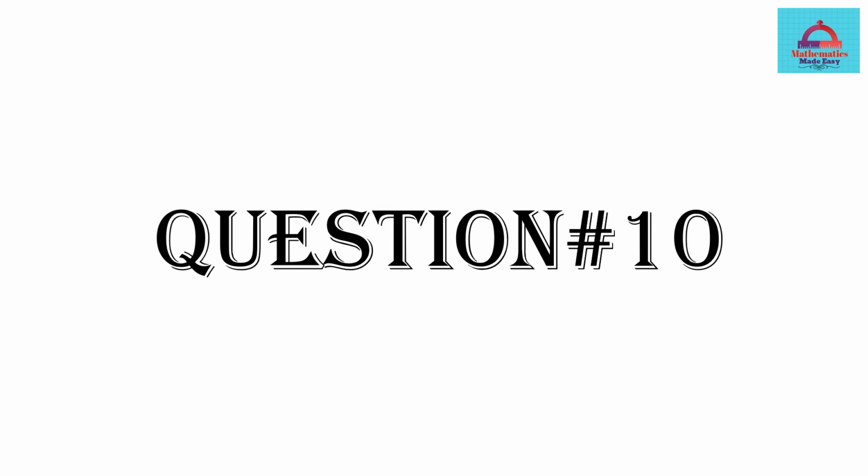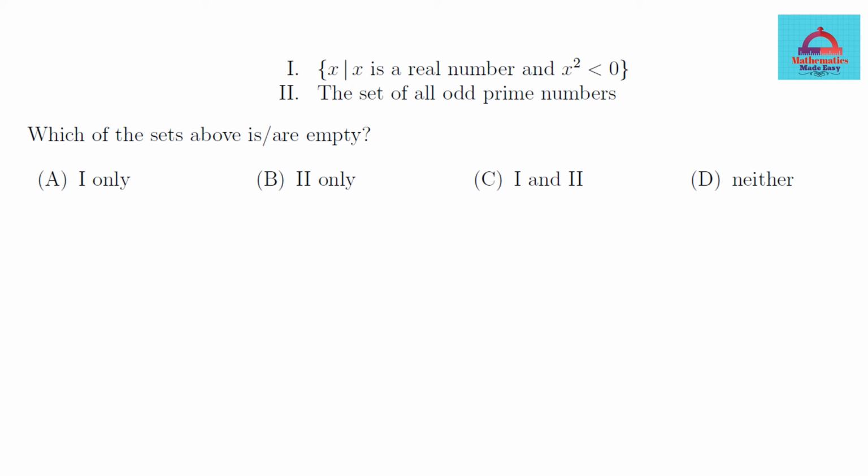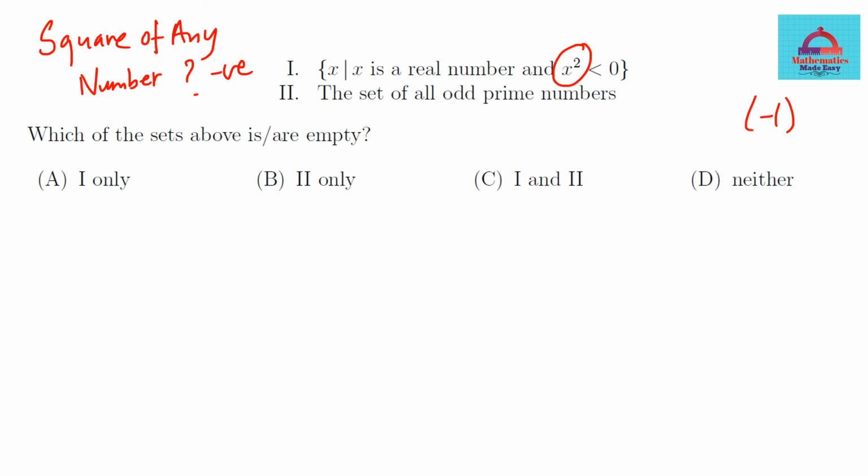The last question for today, question number 10. This is a question on sets. So two sets are given to you, set A and set B, 1 and 2. They have been marked. How they are defined, let's see. This is the set of all x such that x is a real number and its square is negative. So just think about this. Can the square of any number be negative? Is it possible? Not at all. Even if you take a negative number, take negative 1 whole square.